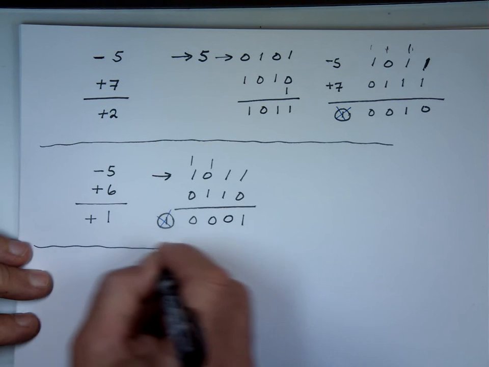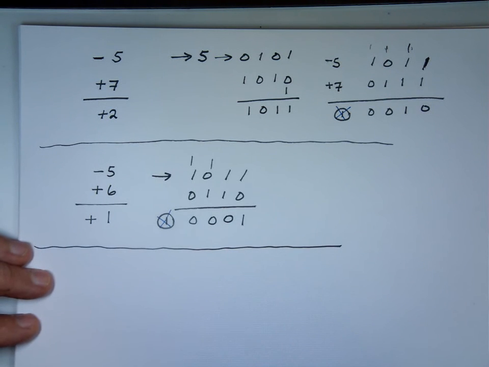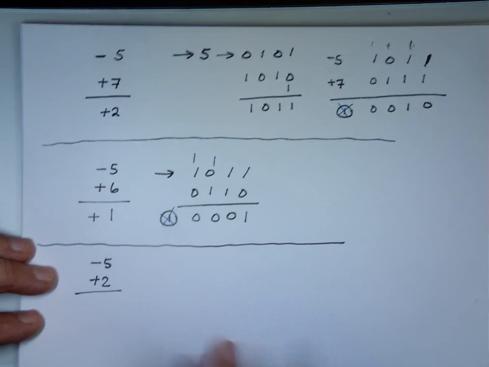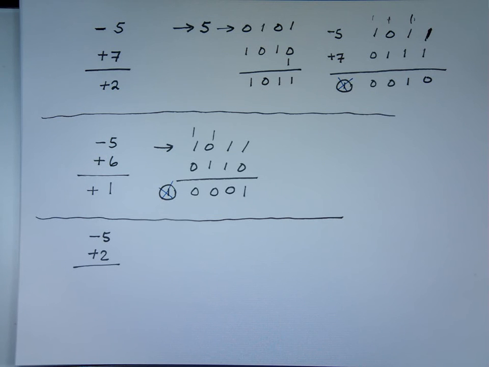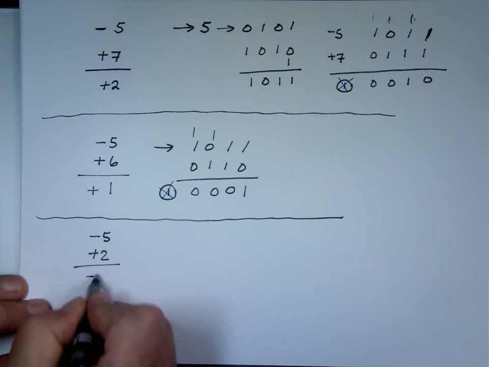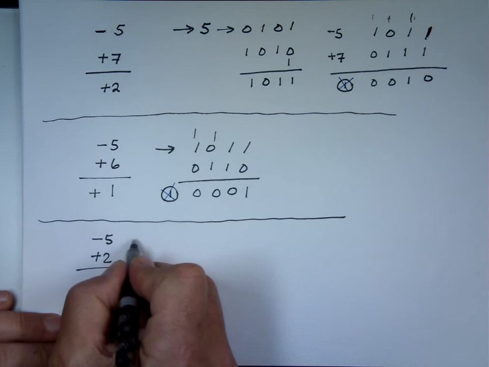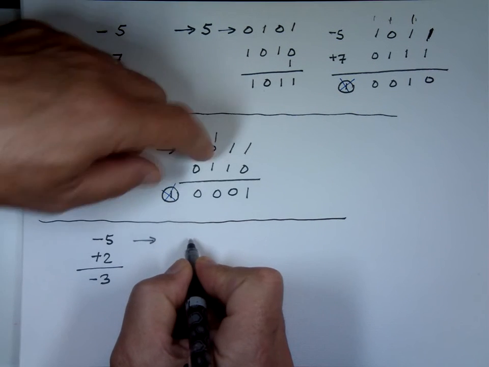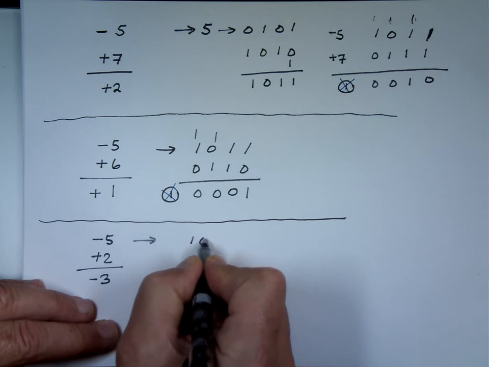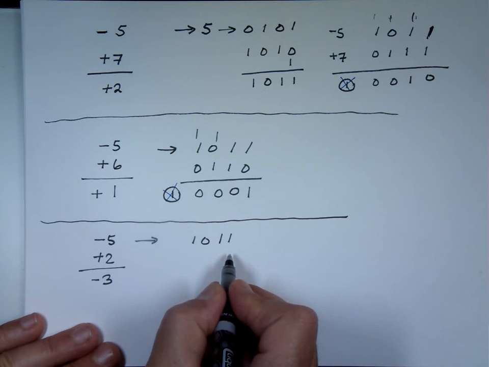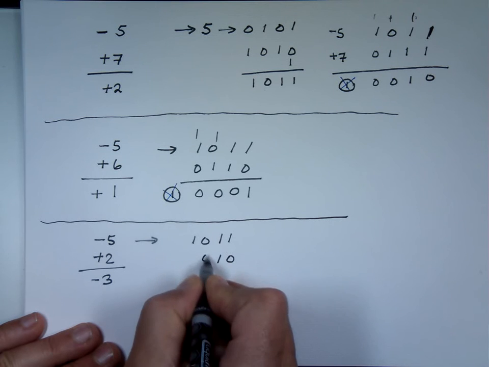Let's take advantage of that negative 5 since I did it. Now when you add these, what should we have? Negative 3. Okay, let's see. We know what the negative 5 is. I just did that twice, right here. The 2's complement of that is this one. What's a plus 2? Plus 2 is what? 0, 1, 0, 0. Let's add them.